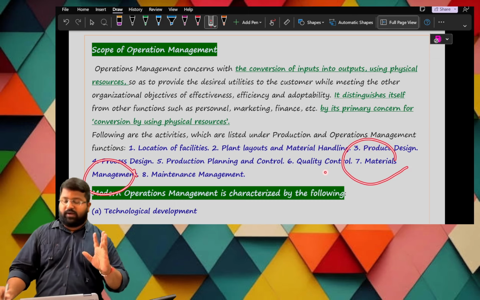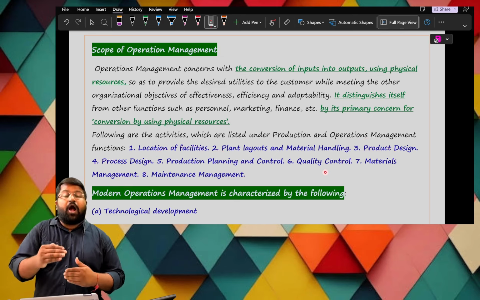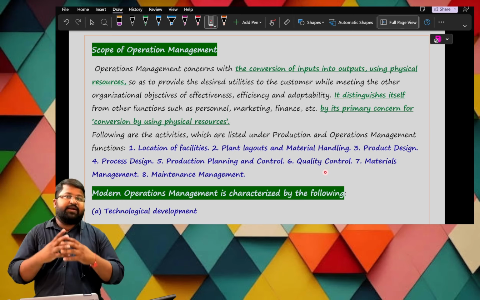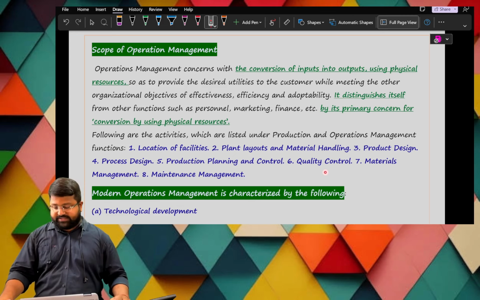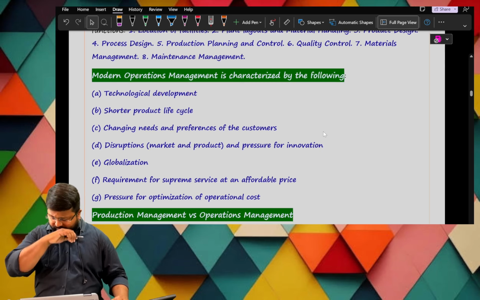How should we manage our materials? Next, maintenance management. Maintenance management is nothing but how to manage our machines. So these eight topics will be discussed in the future classes. Now don't worry.